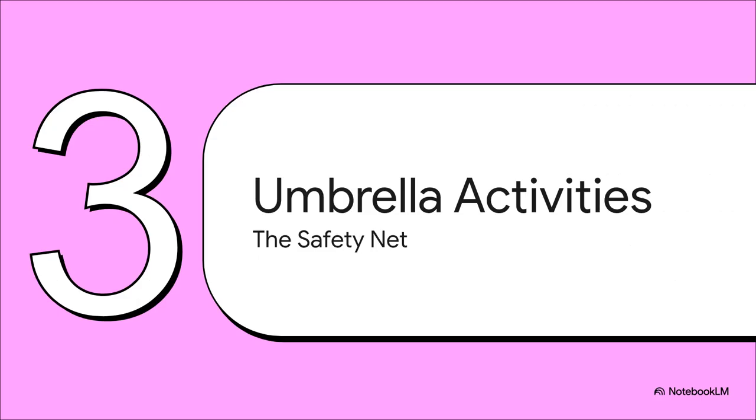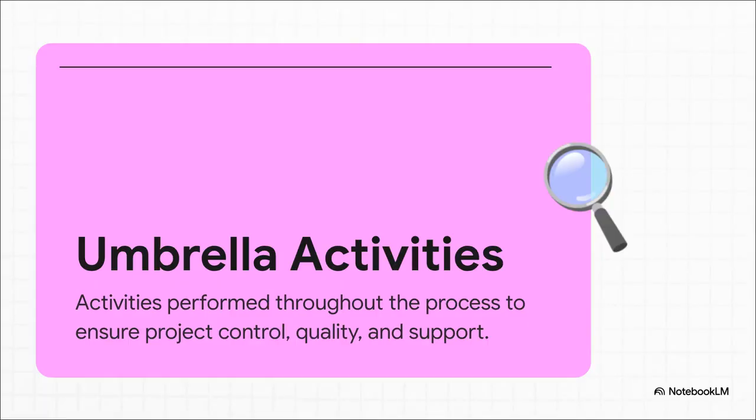All right, let's look at Section 3, Essential Umbrella Activities. Think of it this way. If those 5 steps we just talked about are the engine of your project, umbrella activities are your safety net. These are actions performed throughout the entire software process. They don't just stop and start in sequence like the other steps.